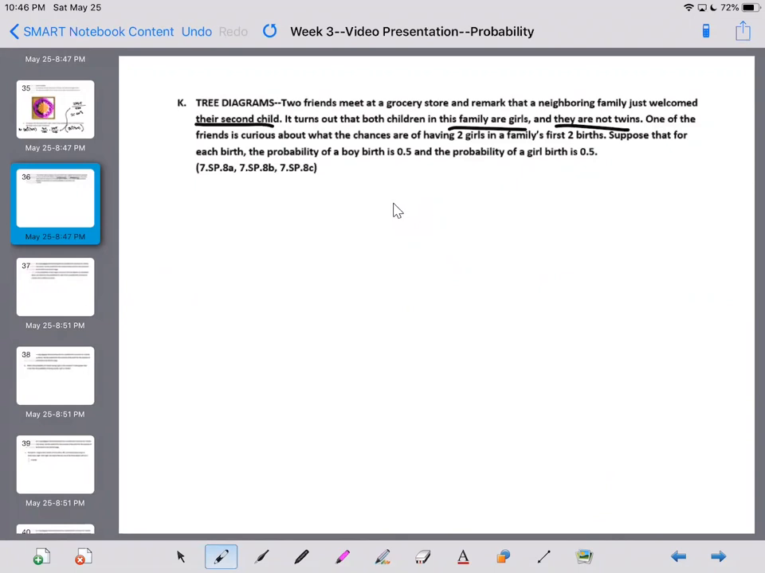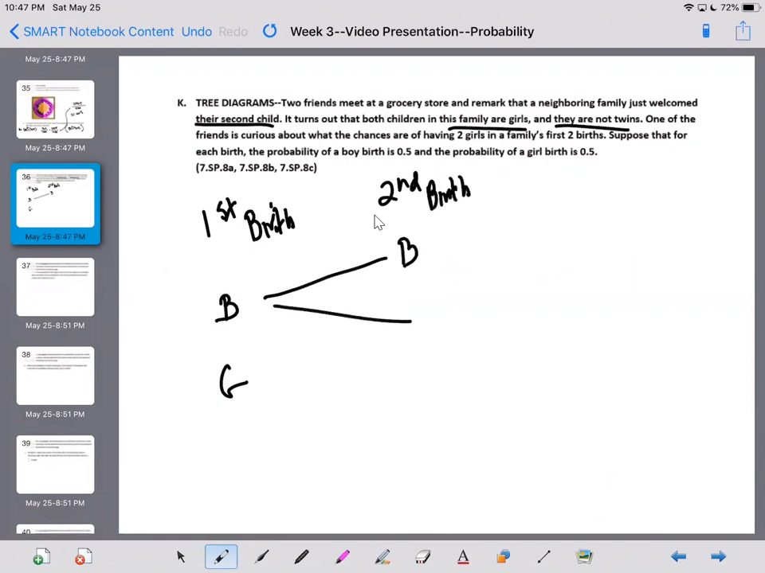So if you're thinking about how that may look in a tree diagram, what you're going to see is, well, with their first birth, you're going to have a boy or a girl. After that, with your second birth, you're going to have a boy or a girl. If you had a boy, first birth, second birth, you could have a boy or a girl. If your first birth had a girl, you could have a boy or a girl. Okay, so that's what your tree diagram would look like.